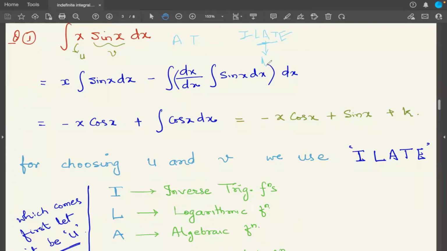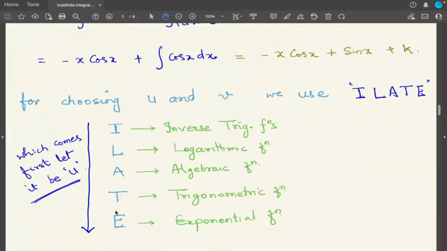I hope you all understand that, and we also explain this by some basic examples as well. Let me erase it. So try to remember first what I stands for, what L stands for, what A stands for, what T stands for, what E stands for. So I stands for inverse trigonometric. I'm again repeating. L stands for logarithmic function. A stands for algebraic. T stands for trigonometric.